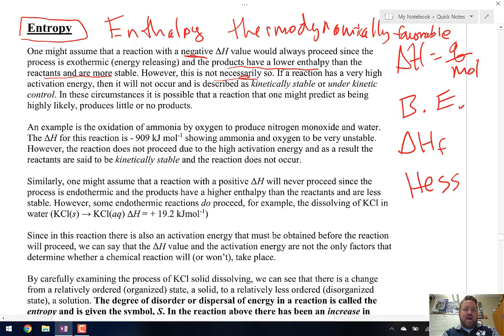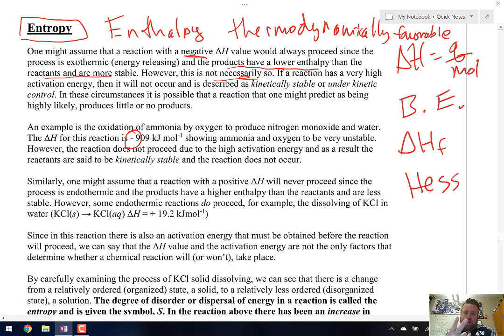For example, the oxidation of ammonia by oxygen to produce nitrogen monoxide and water. The enthalpy change for that reaction is a negative 909 kilojoules per mole. That's showing that ammonia and oxygen are very unstable. However, this reaction does have a very high activation energy, and as a result, we can say that the reactants are kinetically stable, and that reaction does not occur.